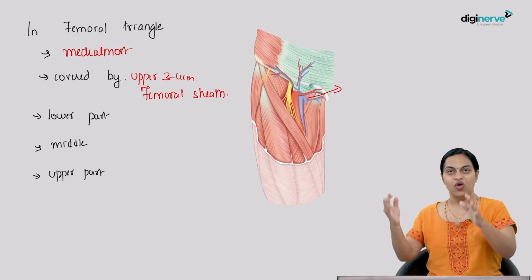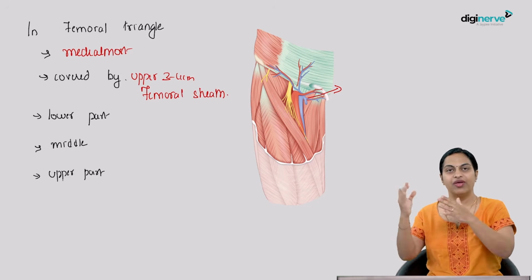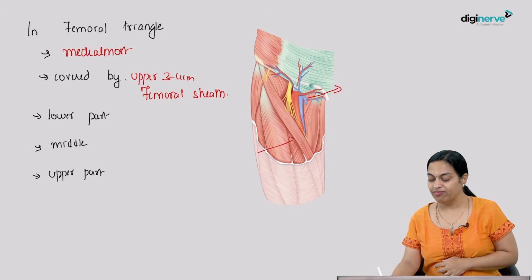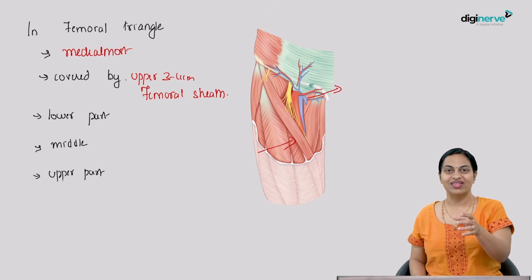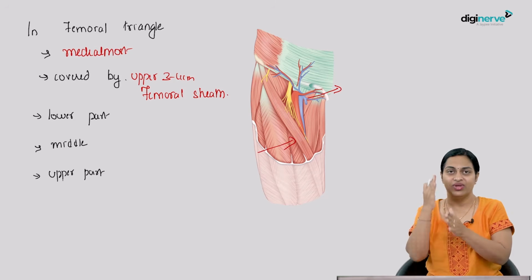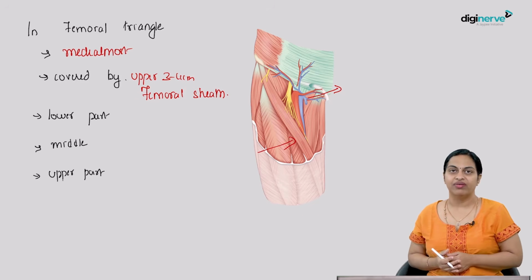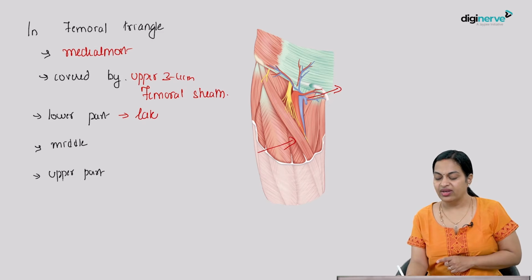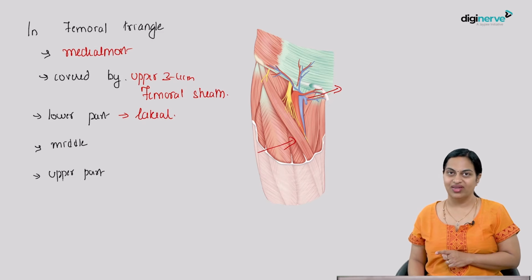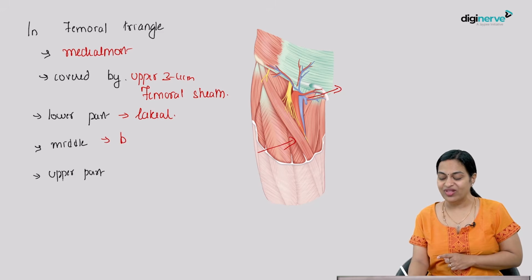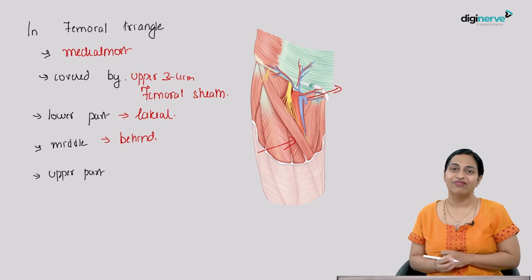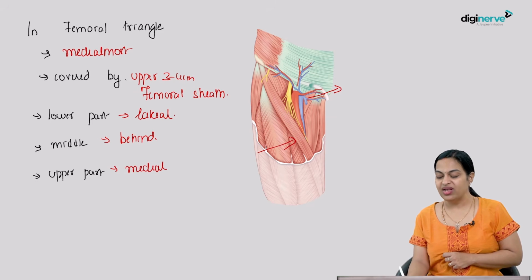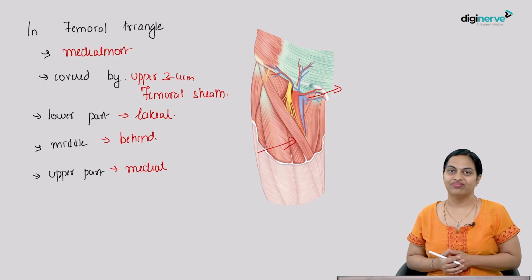So we saw that in the upper part, this femoral vein is medial to the femoral artery, but in the lower part, so during dissection in the cadaver, try to appreciate the relationship between the femoral vein and the femoral artery. In the lower part, the femoral vein will be lying lateral to the femoral artery. And then in the middle, you can see it disappearing, hiding behind the femoral artery. And in the upper part, it comes to lie medial to the femoral artery.